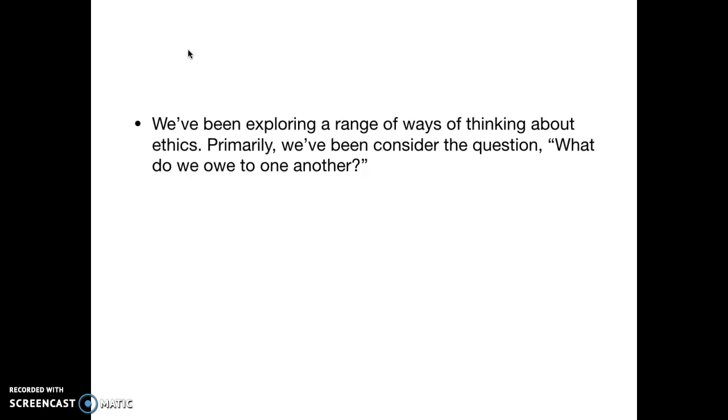For instance, the utilitarians say that we owe it to others to create a world with optimistic consequences, the best balance of pleasure over pain in the world. In duty and deontology, we have a duty of beneficence, and we should always treat ourselves and others as ends and never as mere means to an end. So that all has to do with what we owe to one another.